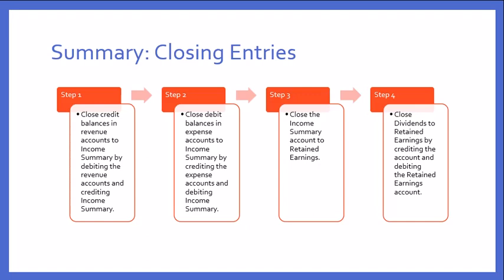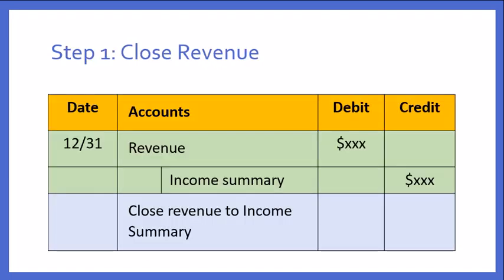At that point, all of our revenues and expenses will be sitting in the income summary account. So now it's time to close the income summary account to retained earnings. And lastly, we will close dividends to retained earnings. So let's quickly take a look at how this is going to play out.